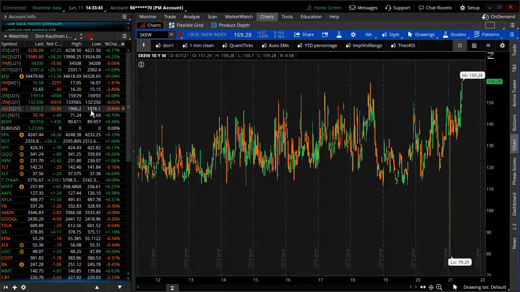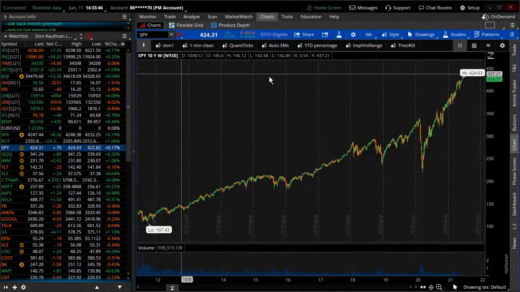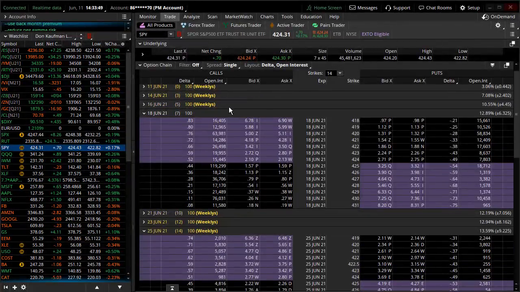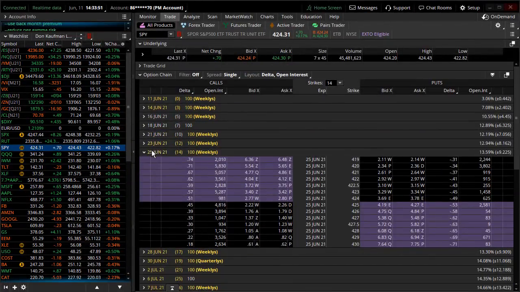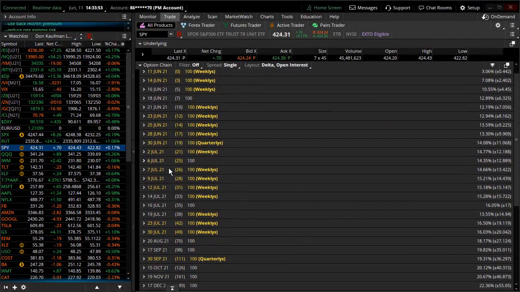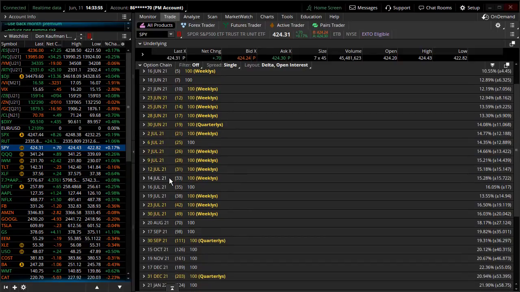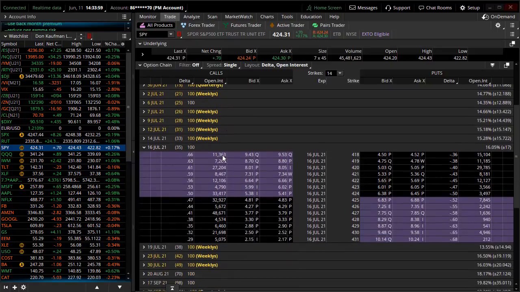What that effect means is that the out-of-the-money puts in the S&Ps have never traded at a higher rate versus the out-of-the-money calls. So let's actually open this up. And I'm going to open up the 35-day.